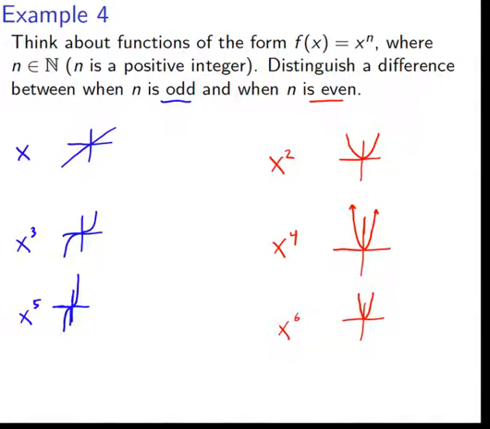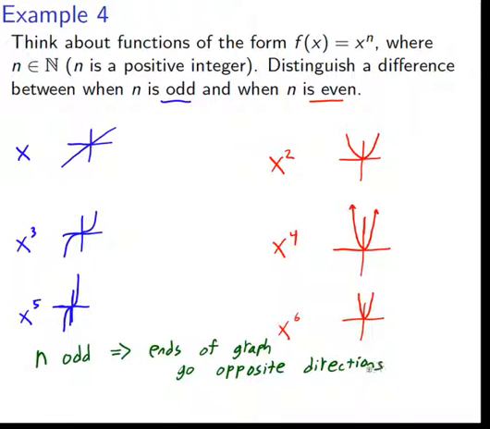So what we're seeing here is when n is odd, the ends of the graph go in opposite directions. But if n is even, the ends go in the same direction. So that's the major difference between these. In many ways, they're very similar, right? The higher the n, the faster the growth rate.